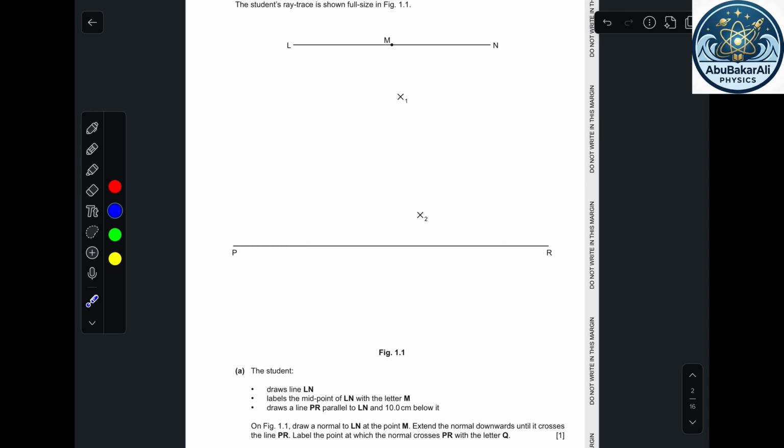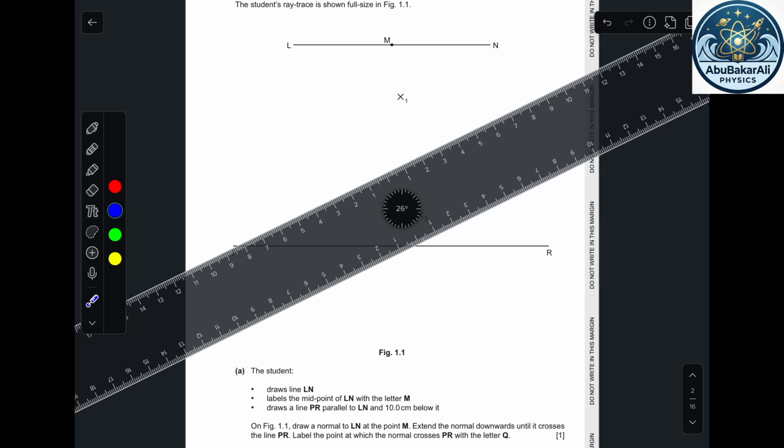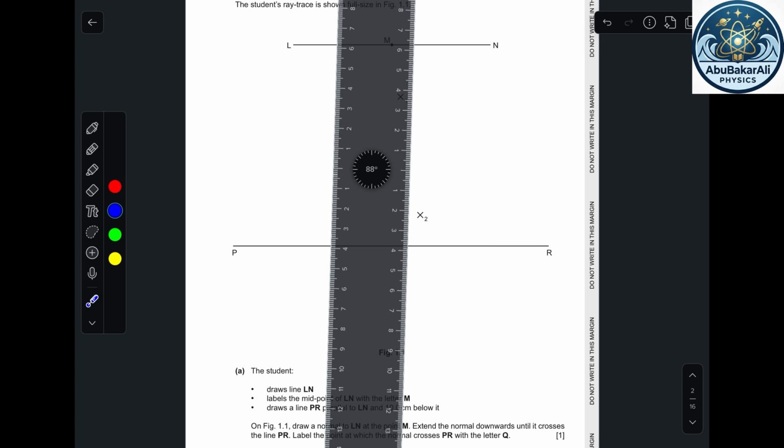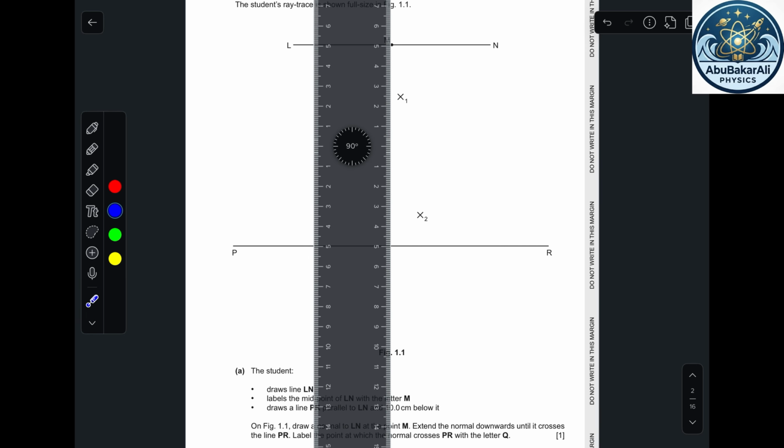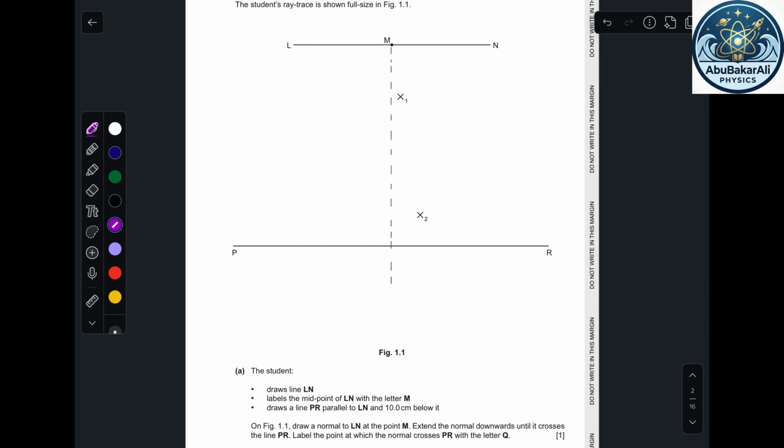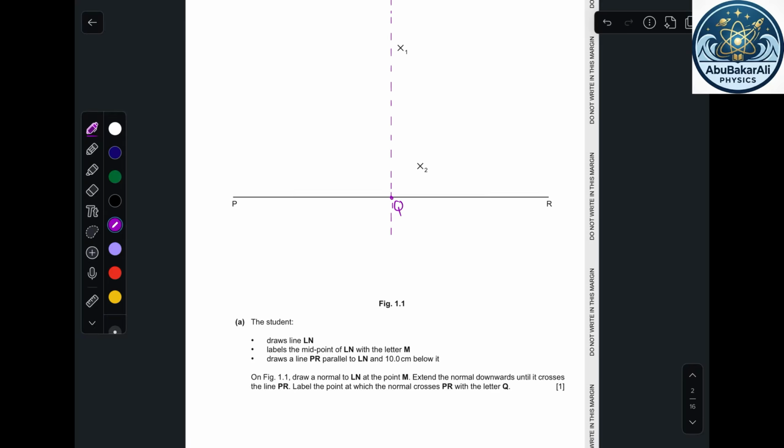Let's do it. So we need a scale. Normal is a perpendicular line. So I will keep the scale exactly perpendicular at point M, and I will draw it here with a dotted line. So this is a normal, and I have to name this point as Q. And we don't have to do anything else.